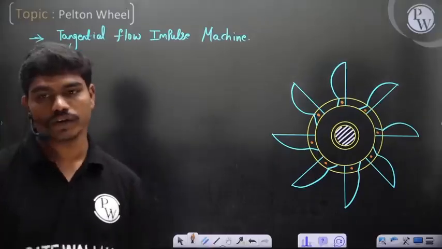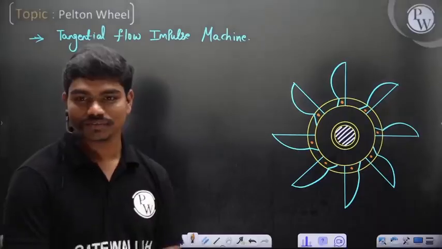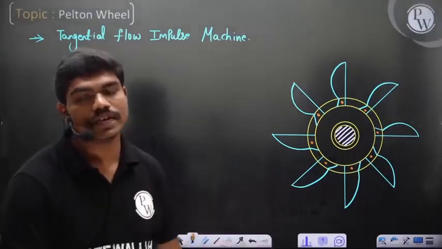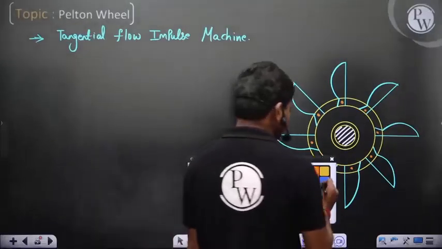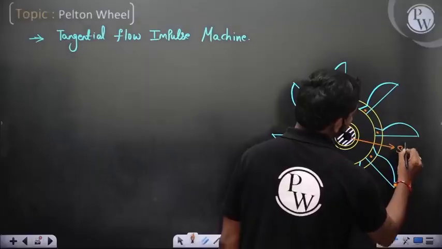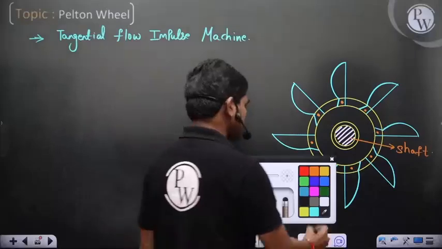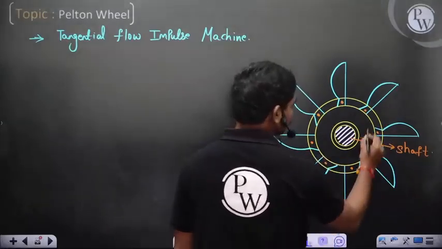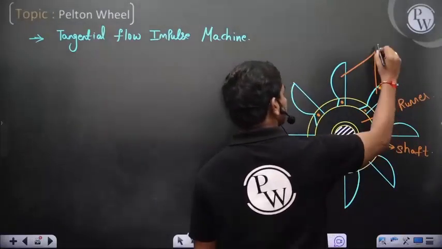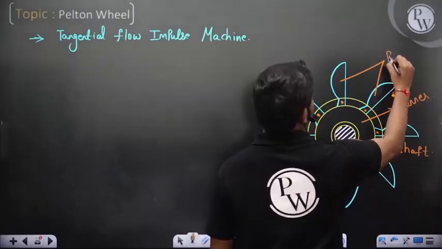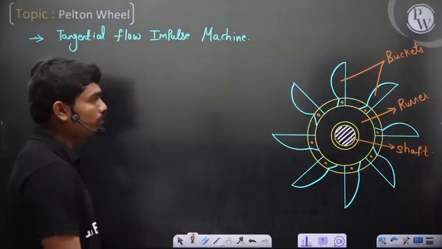Okay, so you got the Pelton wheel. Did you all like it? Can you believe that this is a Pelton wheel? Now let's see. So this is the shaft. Let us now write the story that you have. Shaft. Okay, these are called buckets, and this is the runner, of course. These are called buckets. Okay, so this is the Pelton wheel, of course.